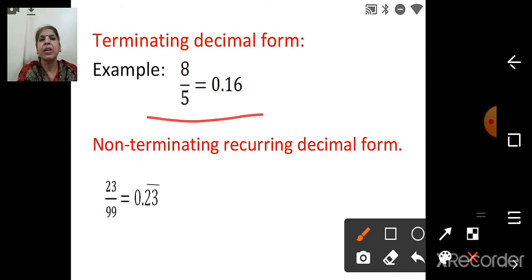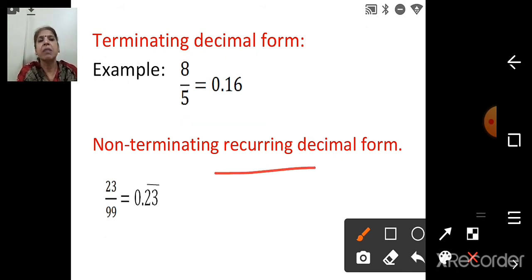So for example, if you divide 8 by 5, 8 upon 5, the numerator is 8. Divide 8 by 5, you will get 0.16. Here the remainder is 0. There your division is coming to an end. So it is an example of terminating decimal form.